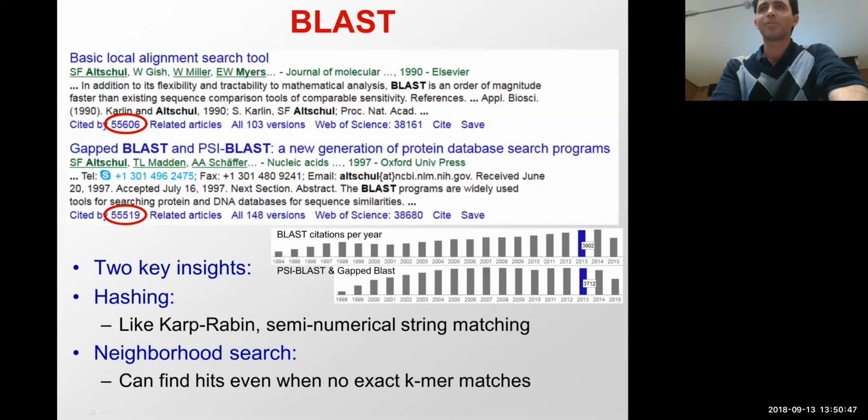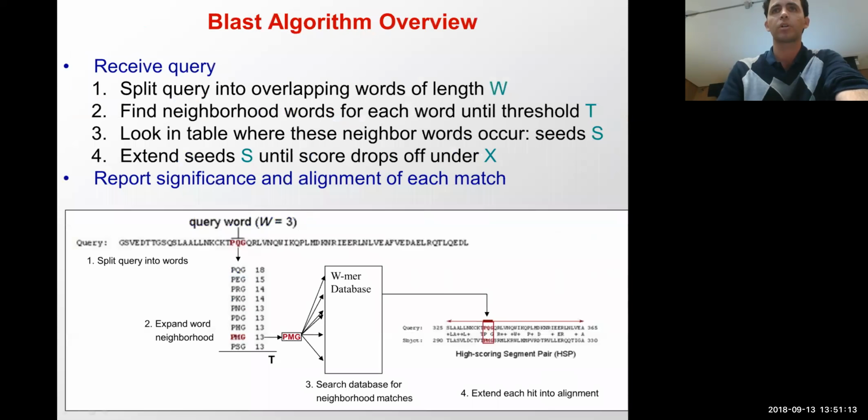So this is the number of citations per year, and holy gee, it's still high up there. So there are two key insights that made these algorithms so awesomely great. One was hashing, just like Karp-Rabin, semi-numerical string matching. The other one is very, very cool. It's a neighborhood search. And that basically means that even if there's no exact k-mer, I will still be able to find a match.